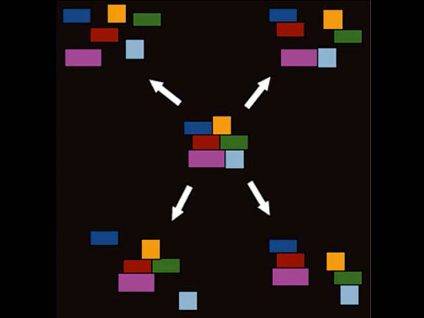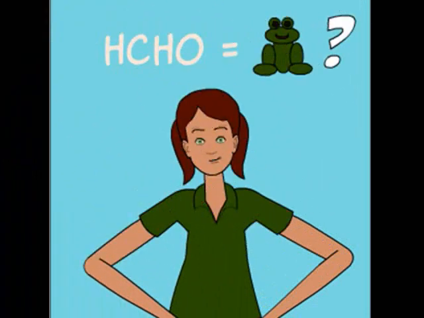But there are lots of molecules. How do I choose which one to study? I chose formaldehyde, which scientists write as HCHO, because people have been studying it for more than 40 years and still don't understand it well. I know what you're thinking. Isn't that what dead frogs are preserved in?